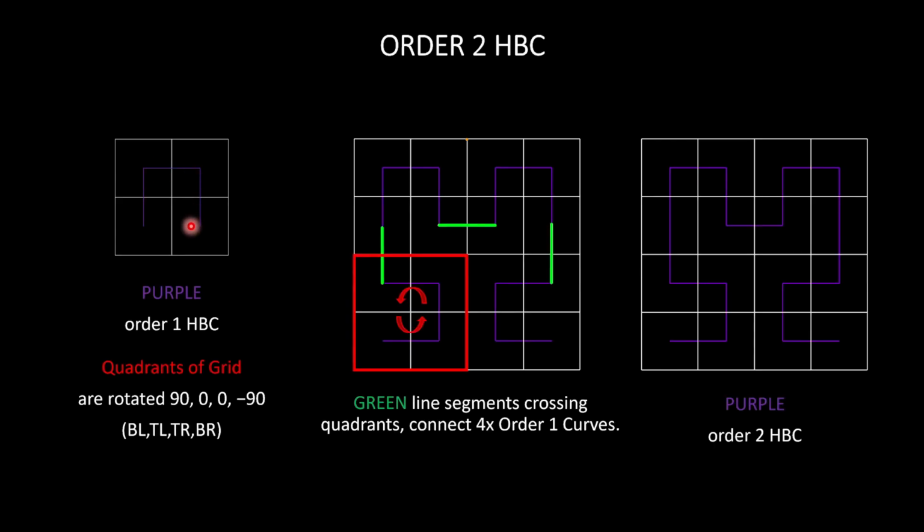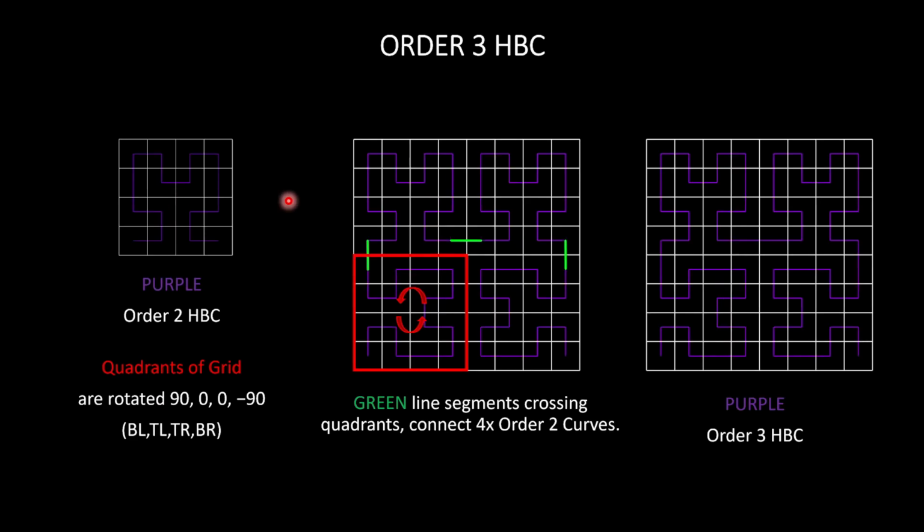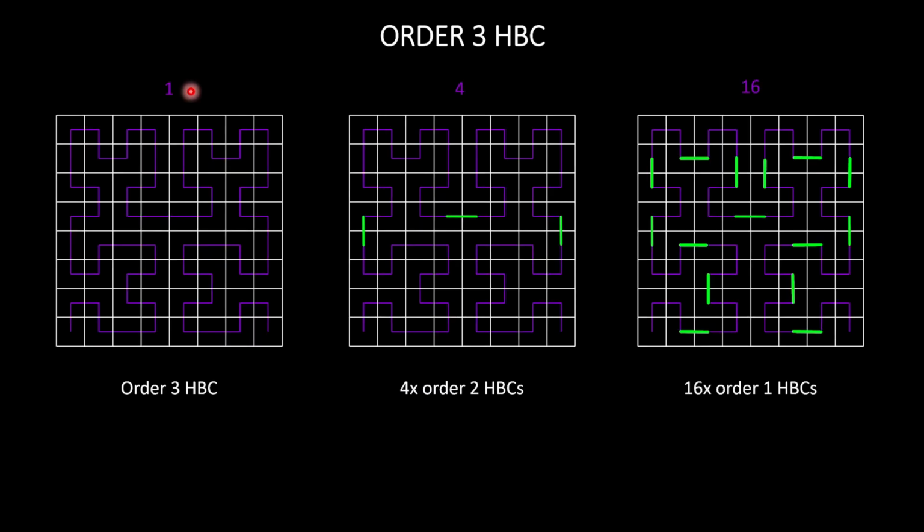If we take 4 order 1 Hilbert curves and tile them to a grid, rotate the first one clockwise 90 degrees and the last one counterclockwise 90 degrees, and then add these green connectors, we get an order 2 Hilbert curve. If we tile 4 order 2 Hilbert curves to a grid, rotate the first one clockwise 90 degrees and the last one counterclockwise 90 degrees, add these green connectors, we get an order 3 Hilbert curve. An order 3 Hilbert curve can be subdivided into 4 order 2 Hilbert curves or 16 order 1 Hilbert curves.